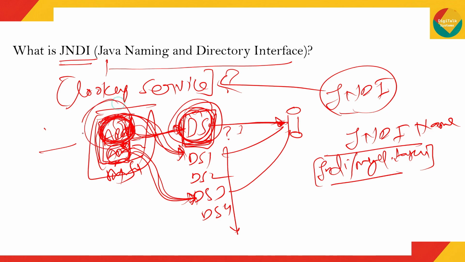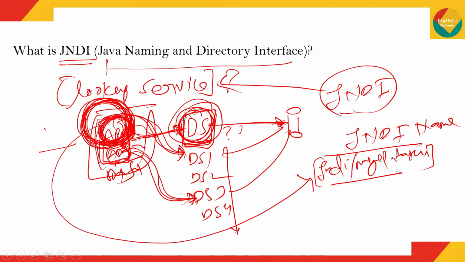So when I develop my code, where I need the connectivity with the database, there I will define this same JNDI name. And by this JNDI name, my application will contact a specific data source.